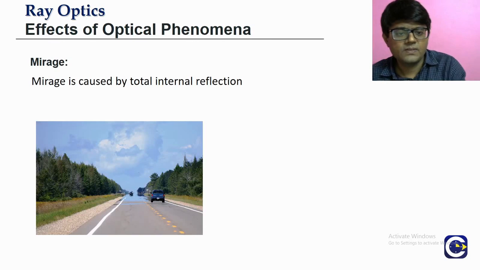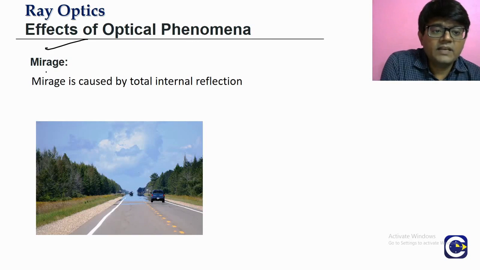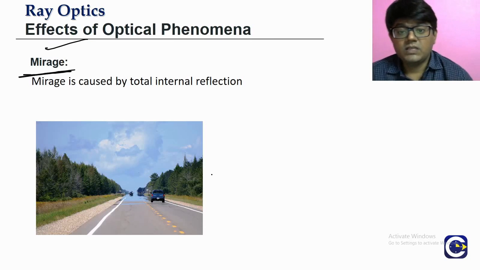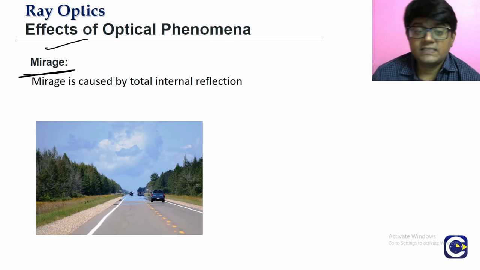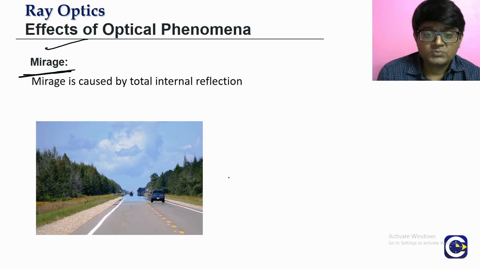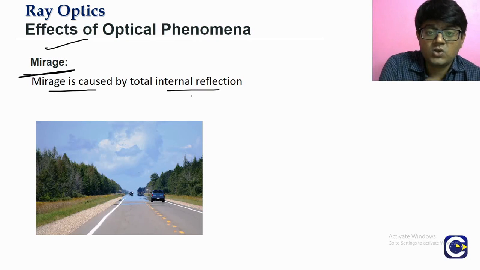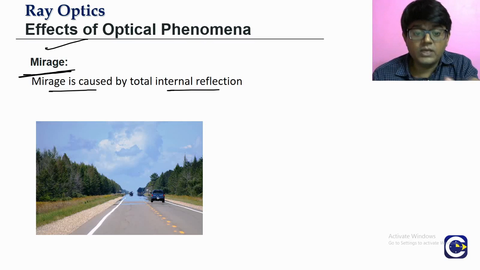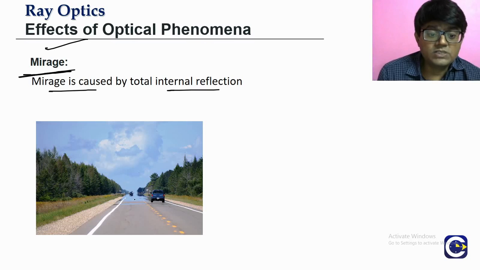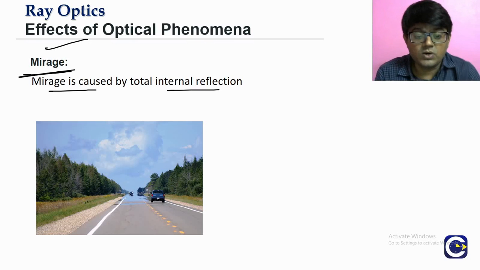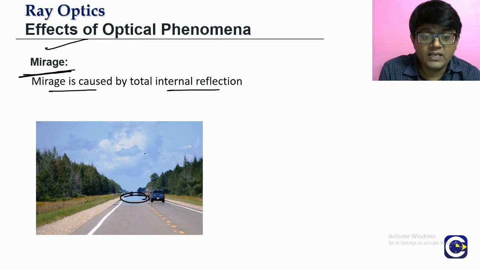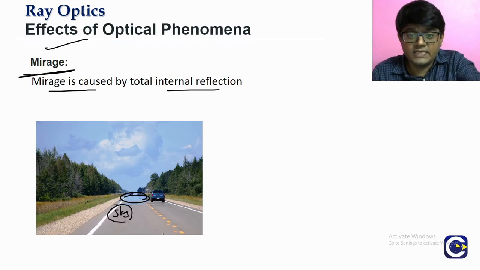Okay. The other very practical observation with regard to the total internal reflection is this mirage formation. The mirage formation is also caused by the total internal reflection. How do we observe the mirage formation? On a sunny day, if you are going on the road, you will see that at quite some distance on the road, there appears to be an image of the sky.